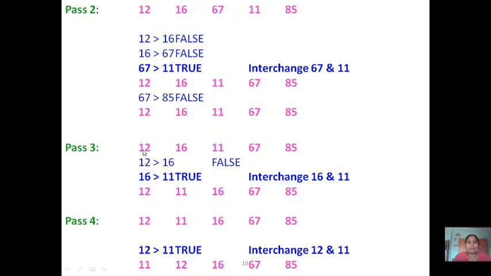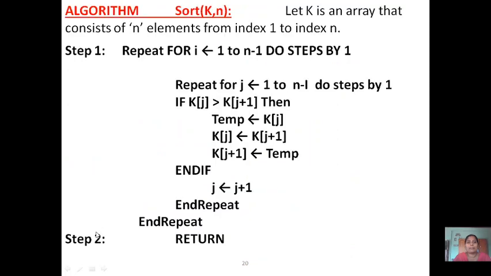Again I am comparing 12 and 16, no need to exchange. 16 and 11 we are comparing, so here we have to do the exchange. So this is the list. In the third pass, we have already placed 3 elements in the proper order. Now we are going to compare 12 and 11. These two must be exchanged. So in the fourth pass, we have all the elements in sorted order. Totally 5 elements were there, so 4 passes have happened.